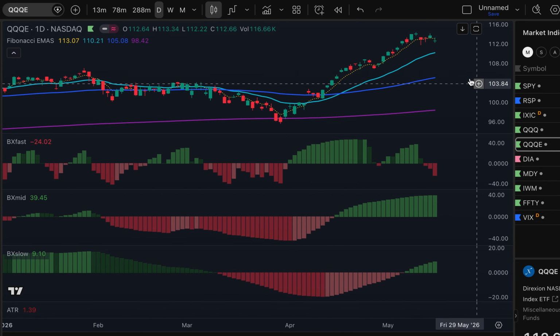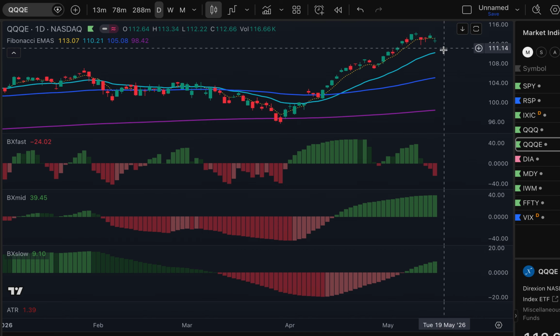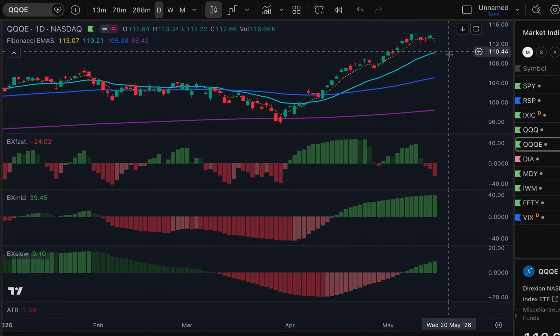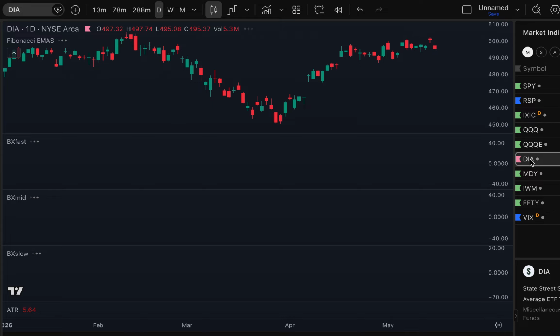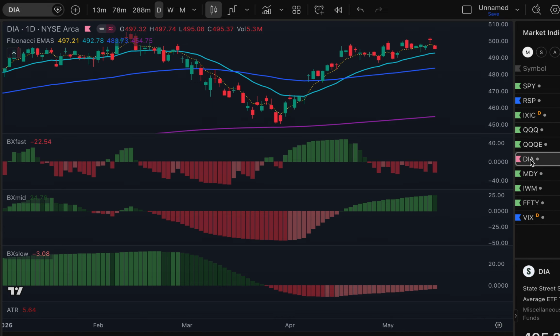Also very similar. Just a little bit weaker, so the equal weighted QQQ is just a little bit weaker than the Qs. Not a lot weaker like we saw with the contrast between SPY and RSP. And next is the Dow Jones Industrial Average. So not quite as strong as the NASDAQ and the SPY, but not below. It's still above the 21 EMA. Midterm momentum may be starting to fade, something to keep an eye on.